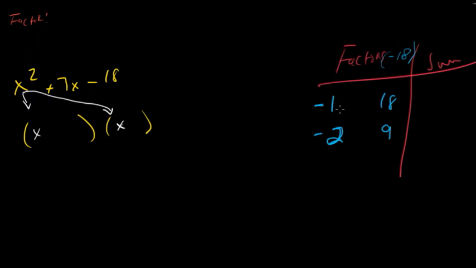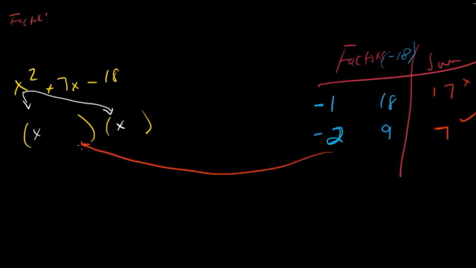Before we go any further here, let's see what sum this will give me. Negative 1 plus 18 will give me a 17. That's not what I want. Negative 2 plus 9 gives me a 7. And I do want a positive 7 here, right? So if negative 2 and 9 are added together, they give me 7, right? And if they're multiplied, they give me a minus 18. That's exactly what I want.